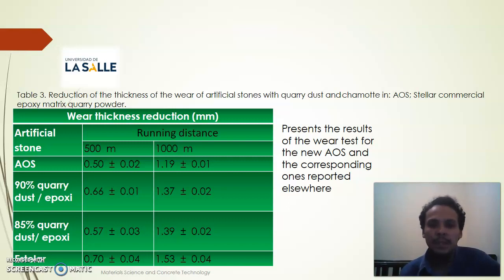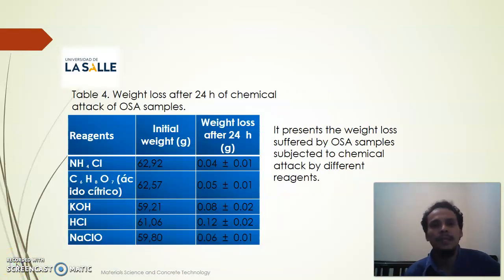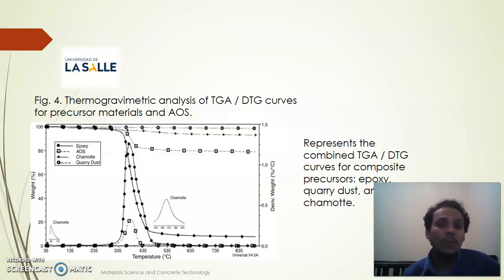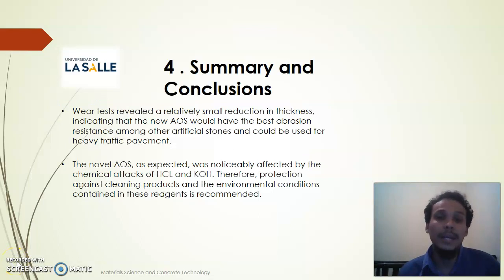Table 3 presents the result of the wear test for the novel AOS and the corresponding one reported elsewhere. Table 4: weight loss after 24 hours of chemical attack of AOS samples. Figure 4 depicts combined TGA and DTG curves for the composite, precursor epoxy, quarry dust and brick residue. Summary and conclusions.